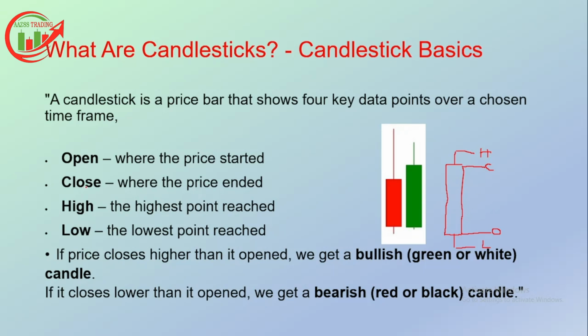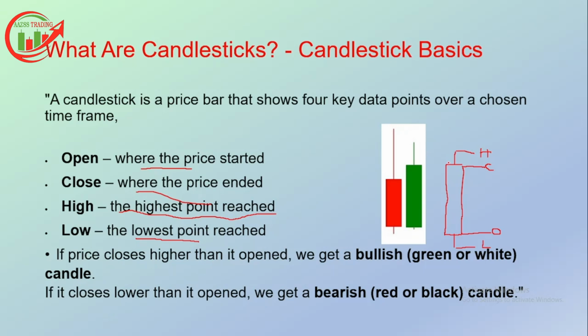When I say high point, the highest point reached for the candle is the high, and the lowest point reached for the candle is the low. The open is where the price started, and the close is where the price ended. If the price closes higher than it opened, you get a bullish candle. If it closes lower than it opened, you get a bearish candle. The body shows the open or close, and the wick shows the high or the low.